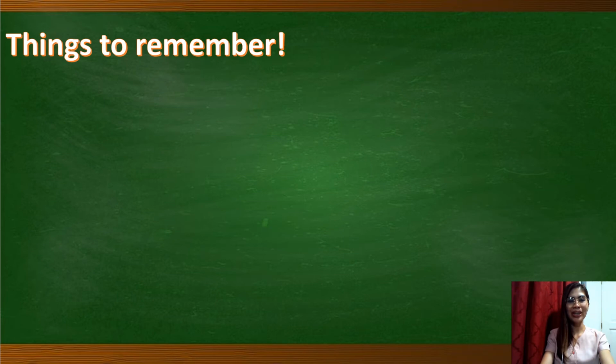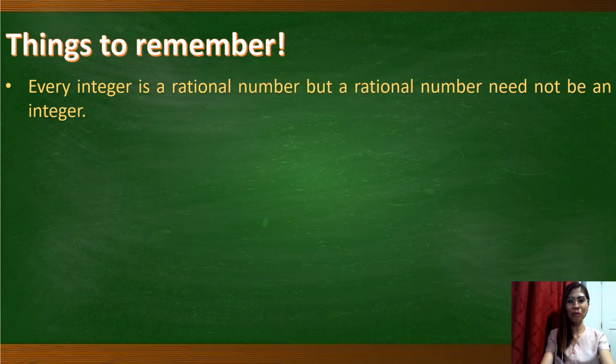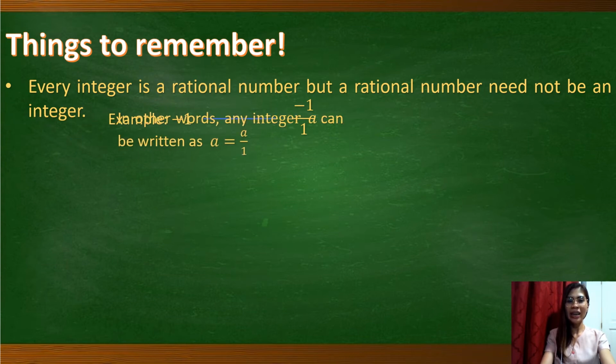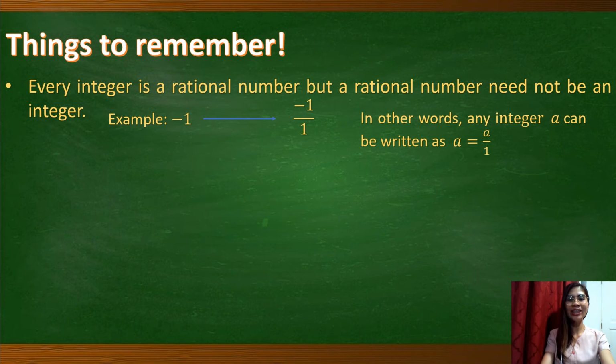Another thing to remember is that every integer is a rational number, but a rational number need not be an integer. So if we have negative 1, it can be expressed as negative 1 over 1. Or if we have negative 2, it can be expressed as negative 2 over 1. In other words, any integer a can be written as a equals a over 1.